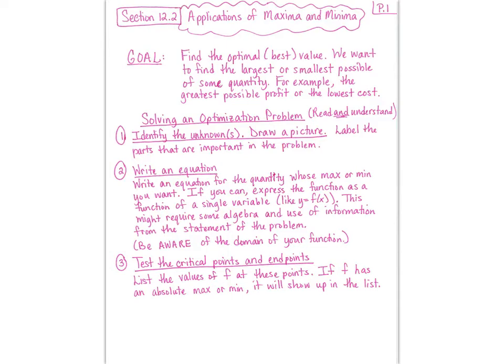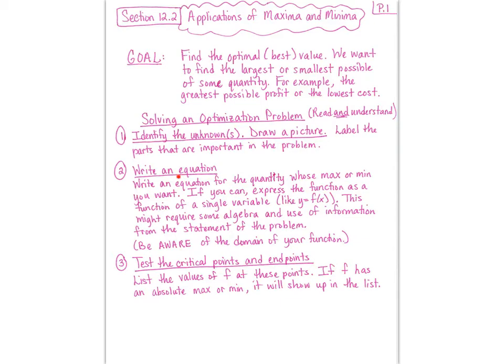You might want to have page 1 where you can look at it over and over again whenever we're going through the examples here. The first thing when you're given such a problem is to make sure you read and understand it. Then identify your unknowns. This may require drawing a picture and labeling the parts that are important in the problem.